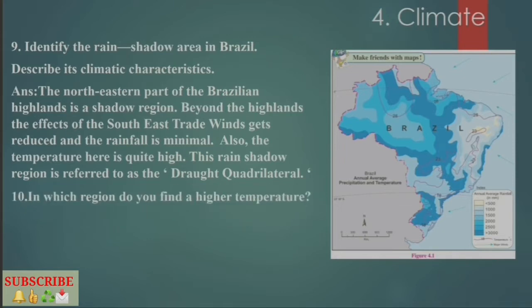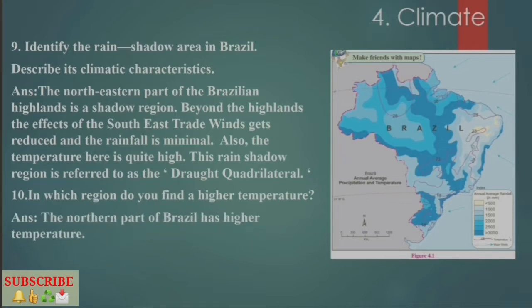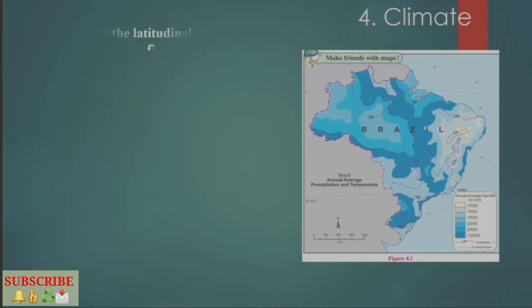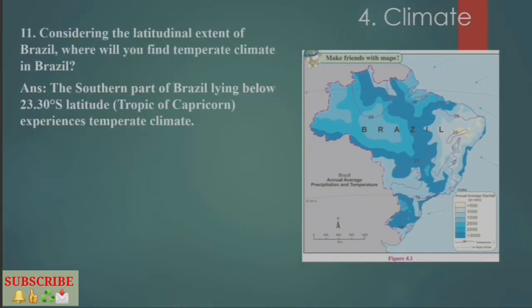Question 10, in which region do you find a higher temperature? The answer is, the northern part of Brazil has higher temperature. Now next question, considering the latitudinal extent of Brazil, where will you find temperate climate in Brazil? The answer is, the southern part of Brazil lying below 23 degree 30 minutes south latitude, that is Tropic of Capricorn, experiences temperate climate.